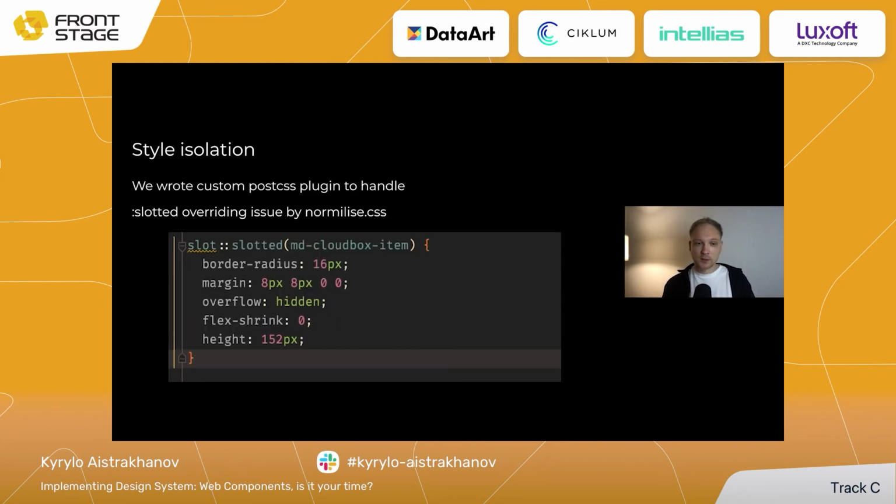Also, we faced some issues with style isolation, but it's just a minor issue. There is an interesting thing about the slotted pseudo class. When you use it, it might be overwritten by the entire document's classes. So, for example, if you use some normalized CSS to keep your paddings and margins the same between different browsers, it will overwrite the slotted class that you can use to style the components that you use in slots, because the components in slots are a part of the light DOM. It's not a part of the shadow DOM.